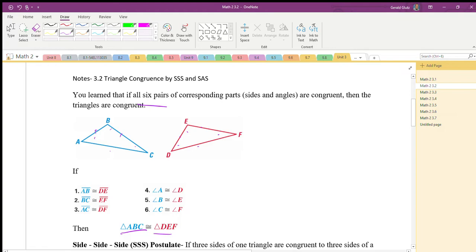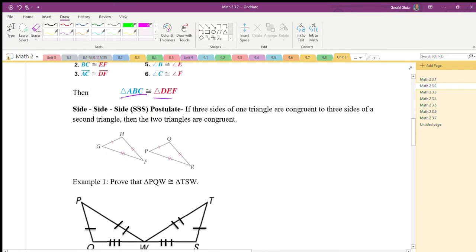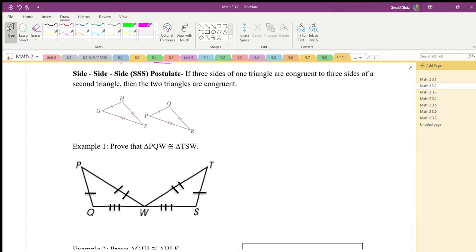So today, I'm going to give you some shortcuts. I'm going to give you 2 little shortcuts. So instead of finding all 6 of those pairs, we're only going to have to find half. We're only going to have to find 3 things. So by the end of today's lesson, you'll know what SSS and SAS mean and how to use them. So the first thing we're going to talk about is the side postulate.